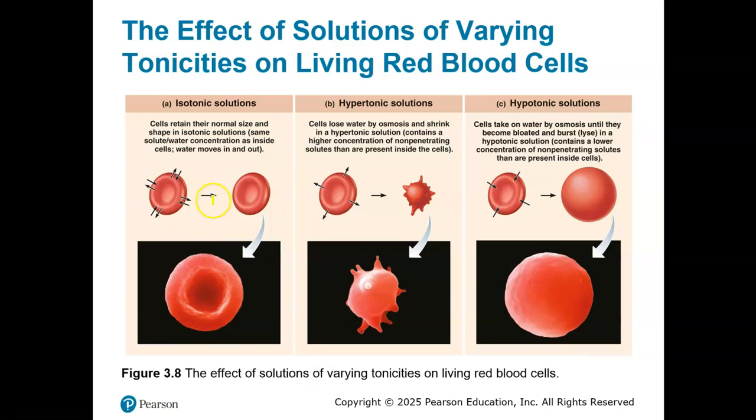And here's a picture that shows you a red blood cell placed in an isotonic solution; it stays the same size. A red blood cell in a hypertonic solution undergoes crenation and shrinks. A red blood cell in a hypotonic solution swells up, and it can burst or lyse.